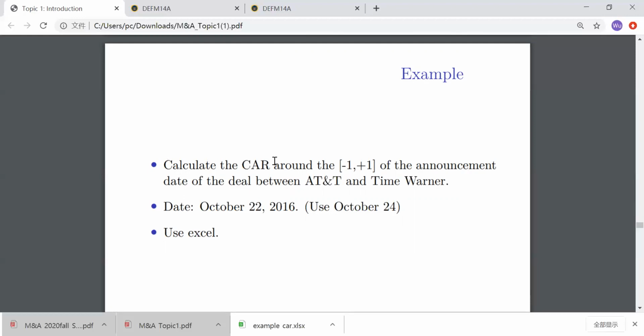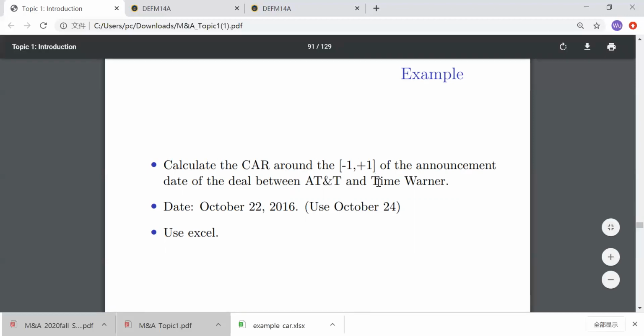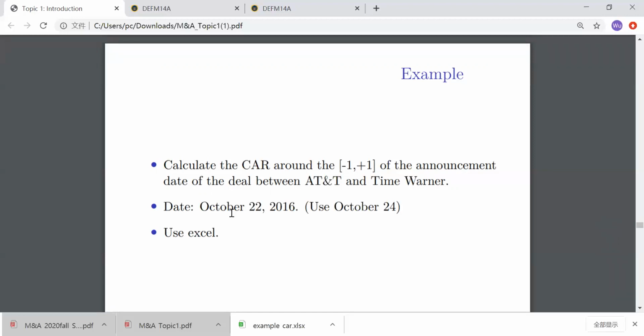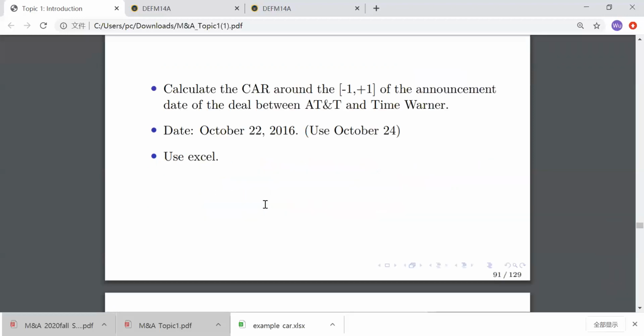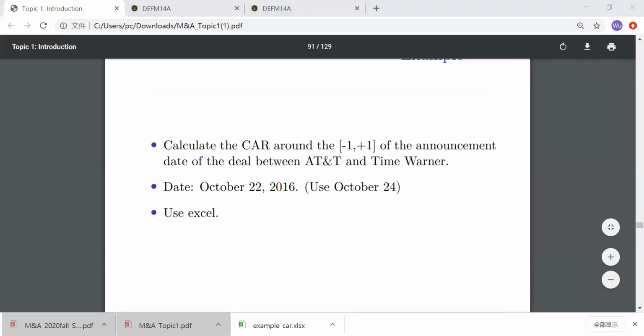This example asks you to calculate the cumulative abnormal return around the -1 and +1 window of the deal announcement. This deal is AT&T and Time Warner, and the deal was announced on October 22nd, 2016. But the problem is that the deal announcement day is a Saturday. So in that case, we use October 24th, which is the next working day, the Monday after the Saturday announcement. I will show you in this Excel.